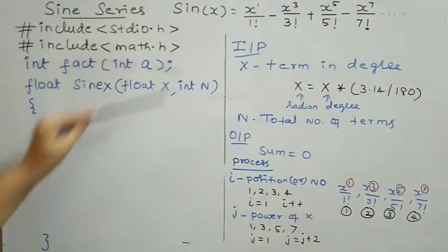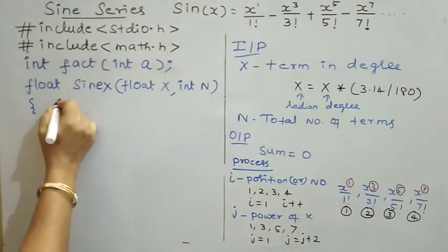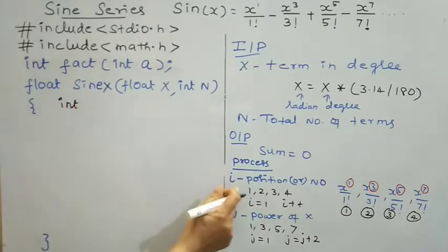How to compute the summation of this series? Inside my function, I am going to declare three temporary variables, that is int i and j.